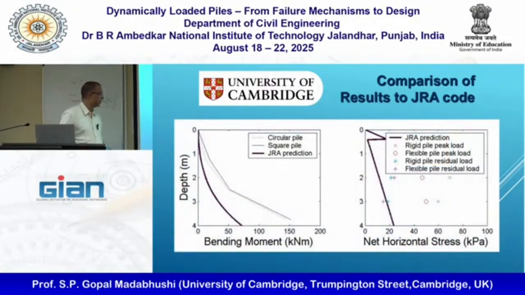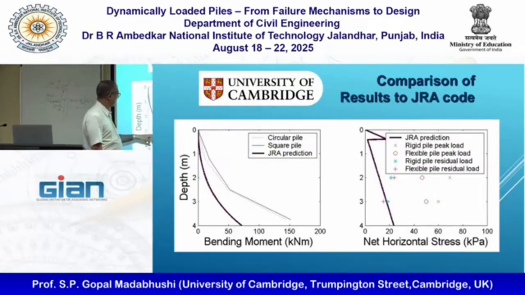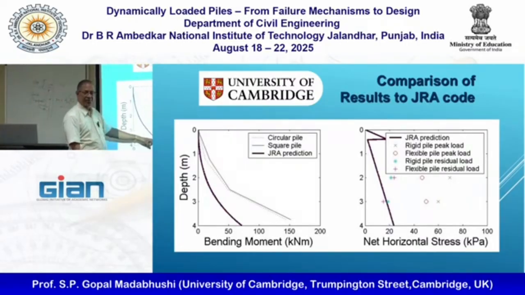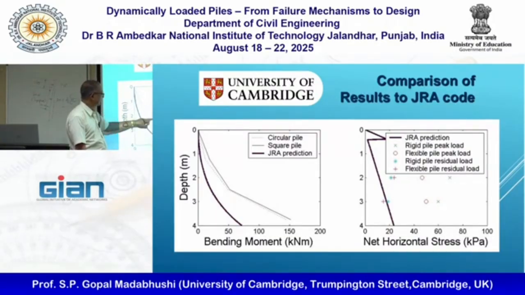And here you go. These are the bending moment with the depth. So the JRA prediction, we basically use this rule to calculate the bending moment in the pile, and that is what JRA gives you. From our own experimental observations, this is the bending moment variation with depth. Yes, the square and circular piles are pretty similar. As I said before, they're not that different.